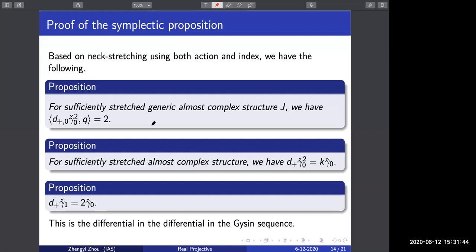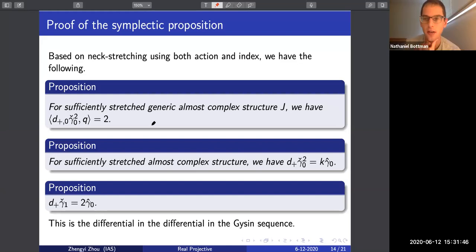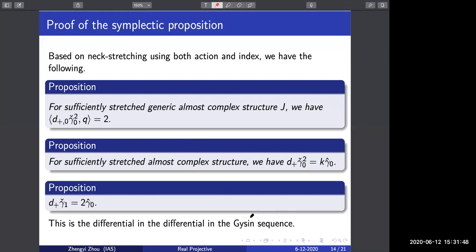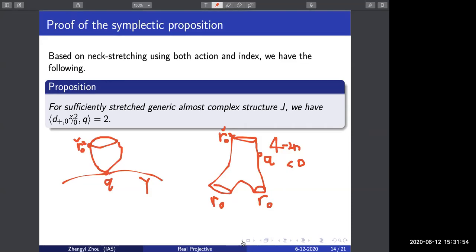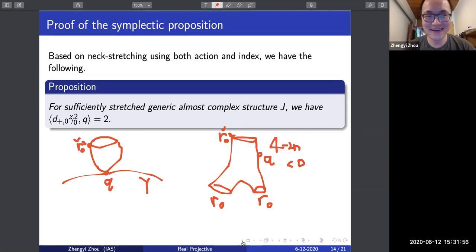Zhengyi, there's a question from Mohammed Abouzaid. Yes. I just wanted to know again about the signs. Why is it 2 and not 1 minus 1? For the second one, yeah, here. Yeah. I didn't quite catch it.